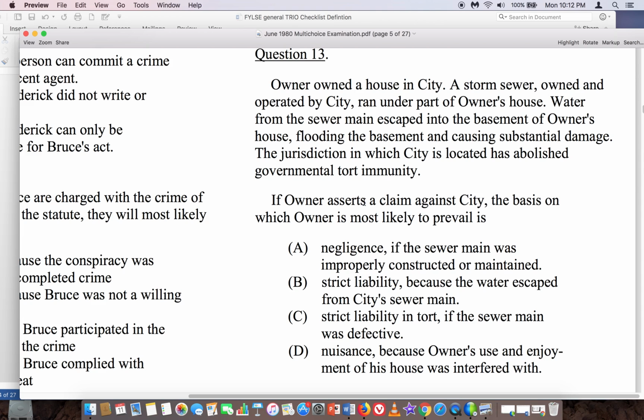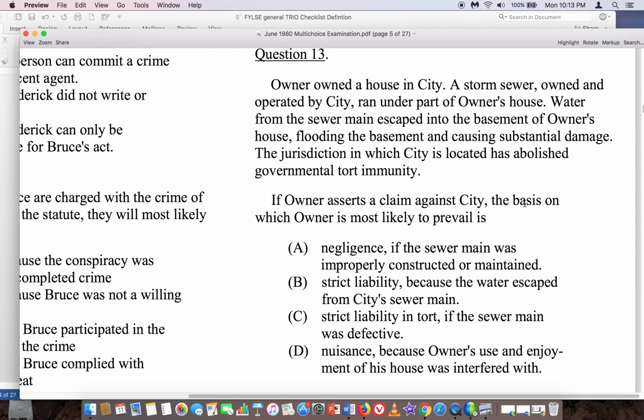look carefully, it says that the owner is in a jurisdiction in which the city has abolished governmental tort immunity. That's number one. Now look at the context. What are we talking about? We're talking about a sewer owned and operated by the city that's running under the house, right? Now they have an easement for that, obviously. It's under the land.